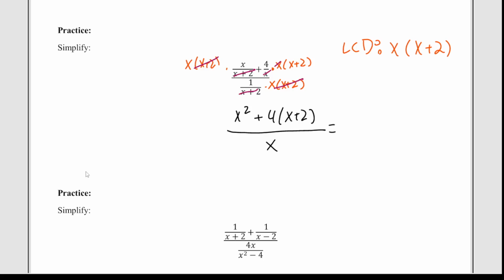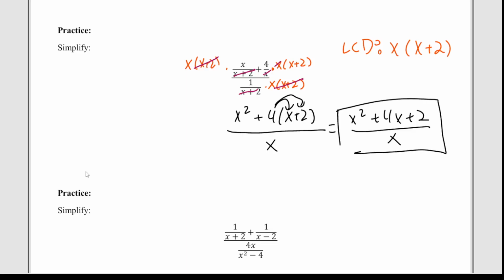Let's go ahead and see if the numerator is going to factor a little bit further just by expanding a little bit. So we're going to do 4 times x, 4 times 2. So we get x squared plus 4x plus 2 all over x. And in this case, there's nothing that's going to multiply to 2 and add to 4. So that would actually just be our final beautiful answer.